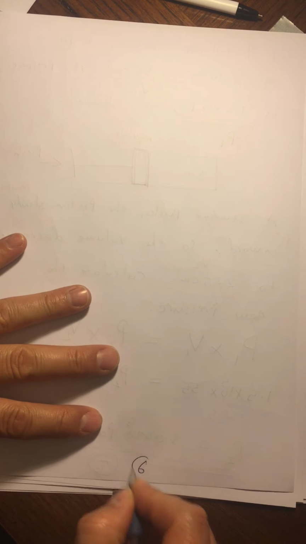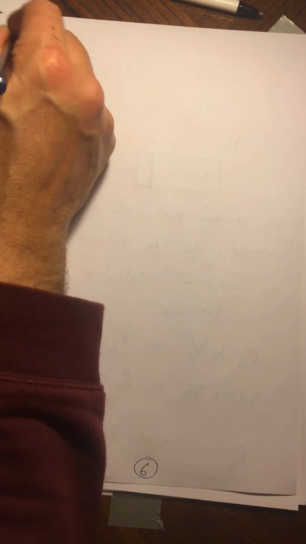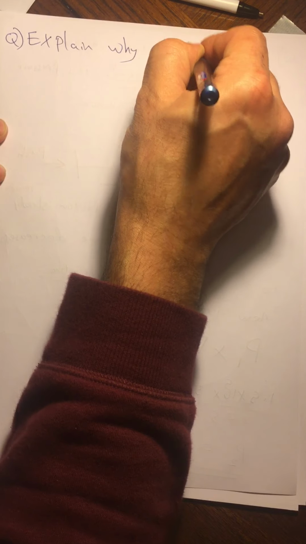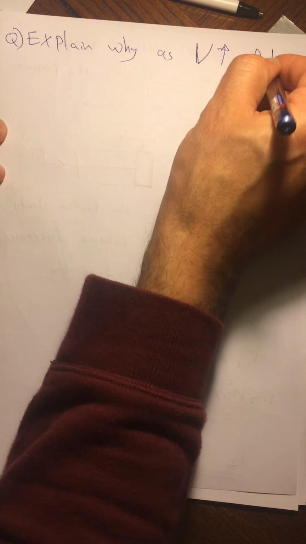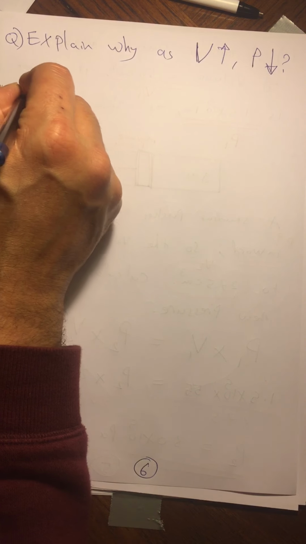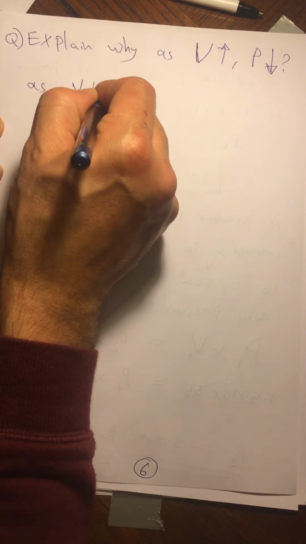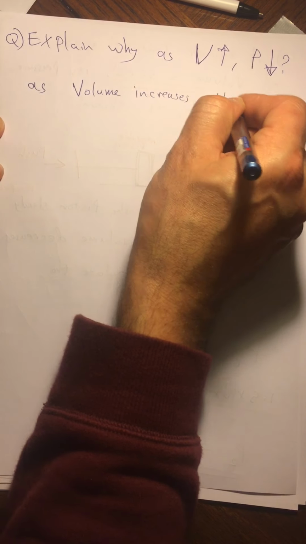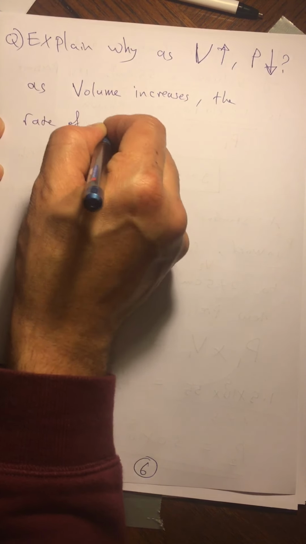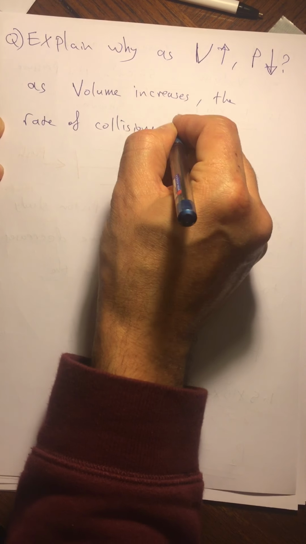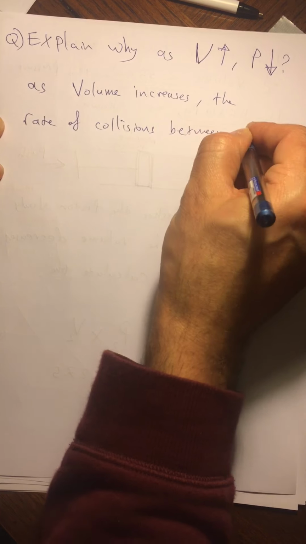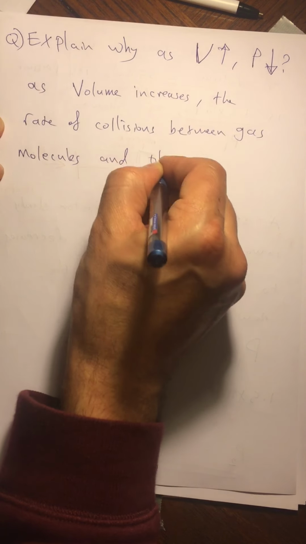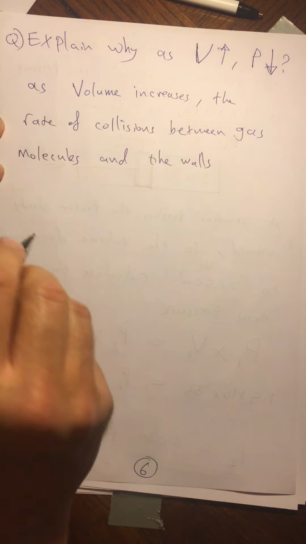Now they may ask you one last thing. They may ask another question: explain why, as volume increases, the pressure decreases. The answer is just like this. As volume increases, the rate of collisions between gas molecules and the walls. Do you see how many times I say the walls? It's important. Without the walls, you lose the mark.